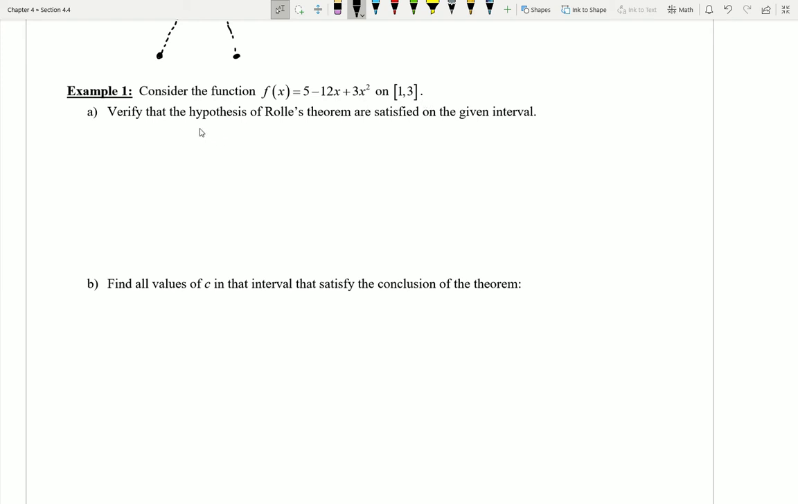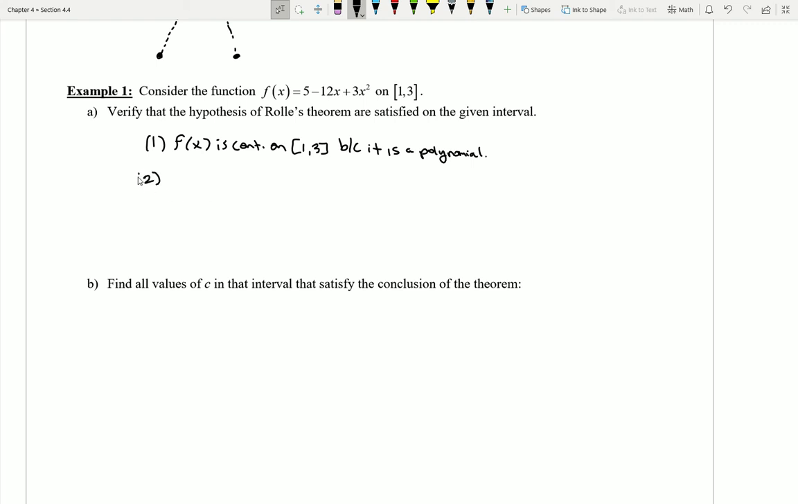Now the first thing that I might want to do is to verify that the conditions or the hypotheses of Rolle's theorem are satisfied. And remember that there were ultimately going to be 3 of them. So let's go ahead and actually take a look at each one. So remember that the first one here was saying that my function had to be continuous on this closed interval. Well, that's definitely true because I have a polynomial and polynomials are continuous everywhere. So I can say here that f of x is continuous on 1 to 3 because it is a polynomial.